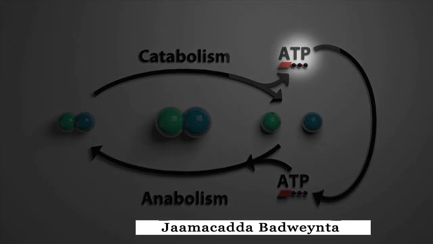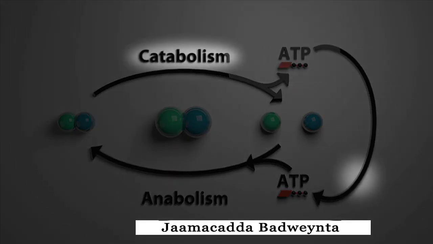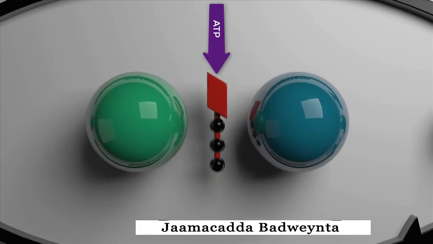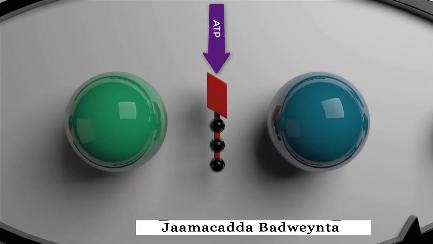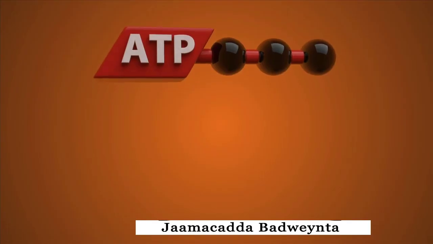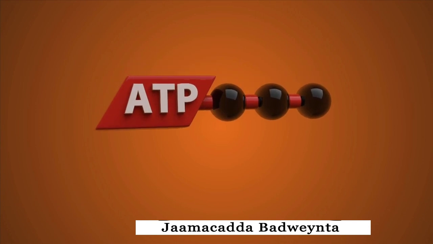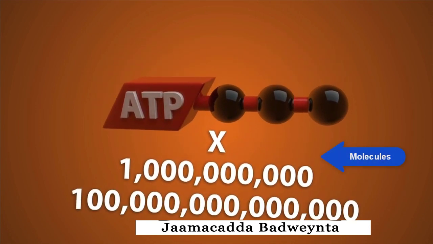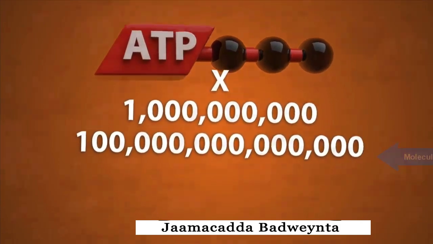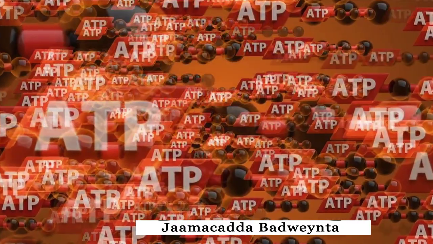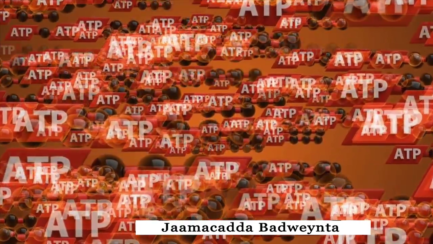Essentially, ATP acts as a bridge between catabolism and anabolism, with catabolic reactions ultimately generating ATP and anabolic reactions consuming it. At any given moment, there may be as many as 1 billion ATP molecules in the 100 trillion cells in the human body. This may sound like a lot, but ATP is produced as needed and almost immediately consumed.